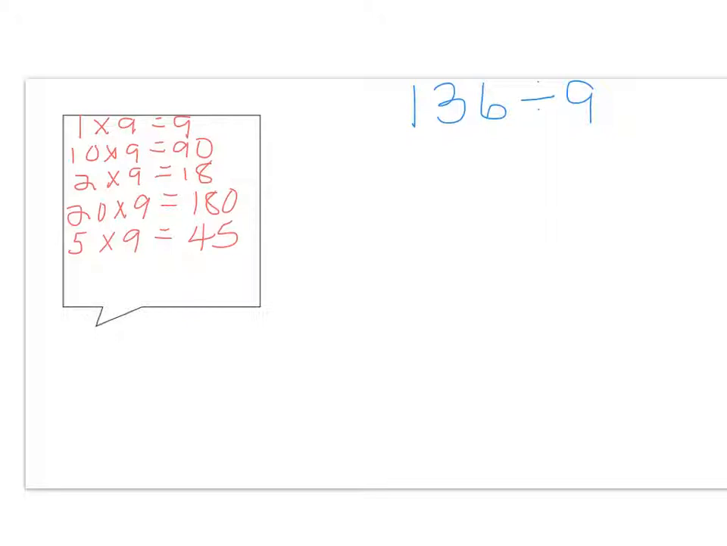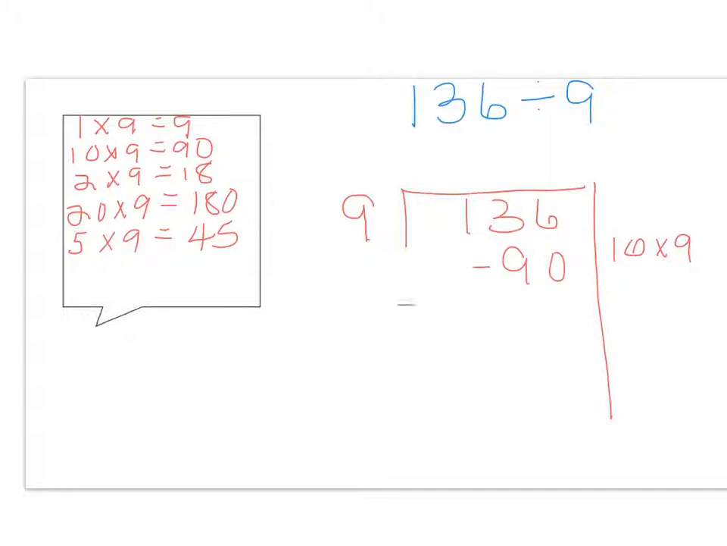Now, if I look in my think bubble, I see I have 180, and that's larger than my 136. And then I also have the number 90, which is smaller. So I'm going to say that my answer is probably going to be somewhere between 10 and 20. So let's work the problem to see. All right, so if I go back to my think bubble, I see that 10 groups of 9 equals 90. So I'm going to do 10 groups of 9.